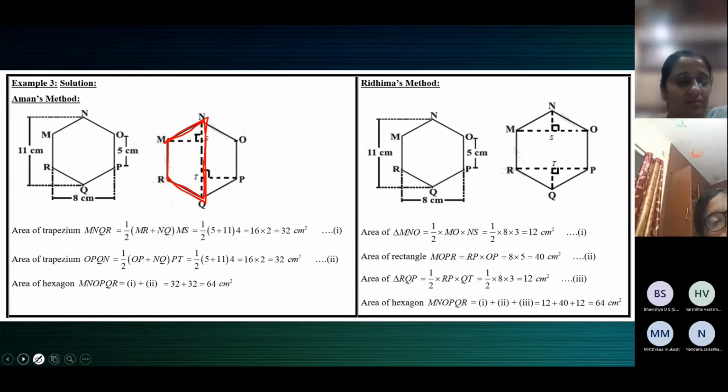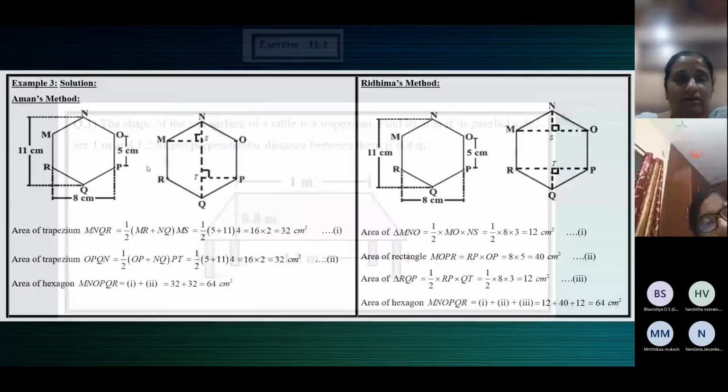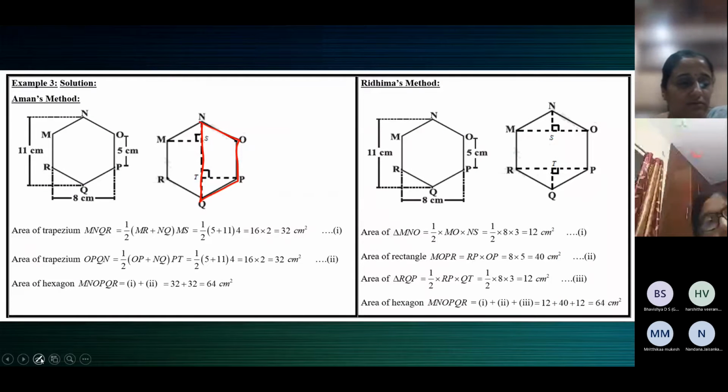And what's the other trapezium? The other trapezium is this one, NOPQ. Now we need to consider the altitude. See, now you can see here MS. MS is perpendicular to NQ. You can see here we have taken MS perpendicular to NQ, and we have also taken PT perpendicular to NQ.